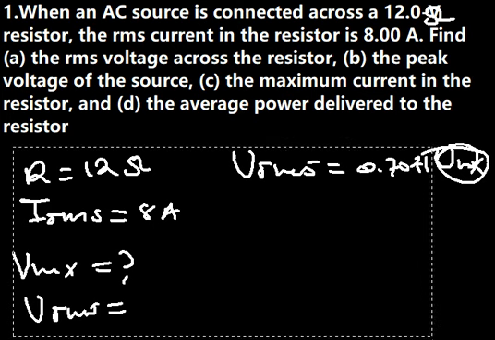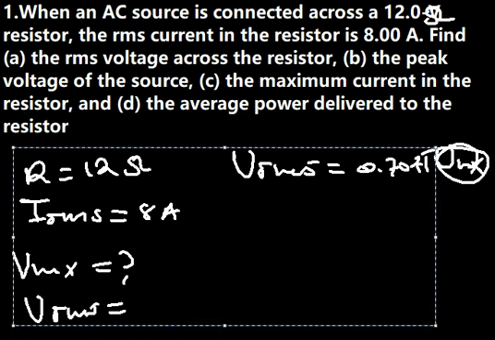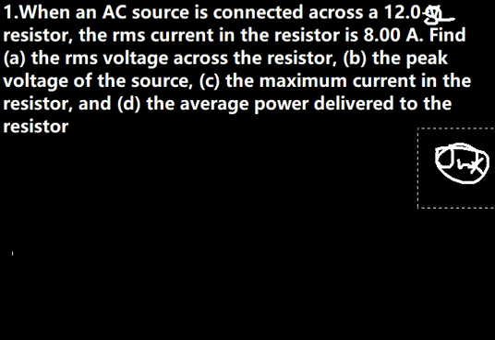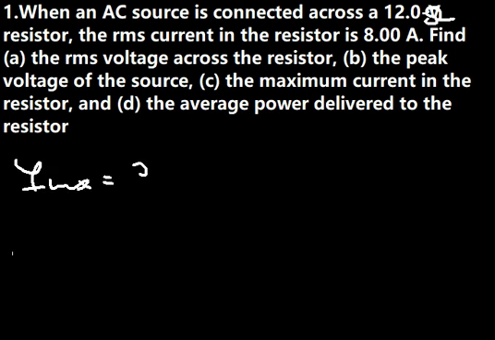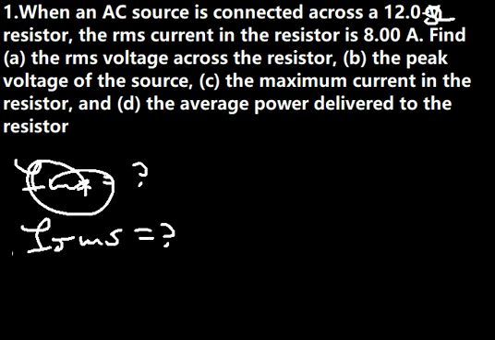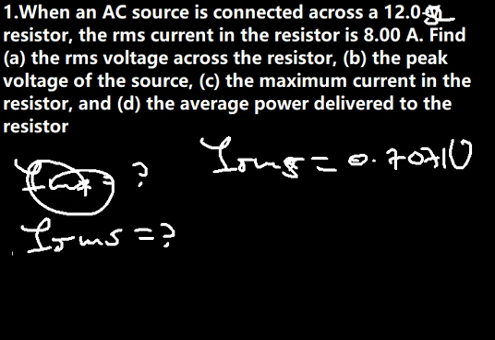And how about question C? Question C asks, what is the maximum current in the resistor? We are looking for the maximum current, Imax. Since we have the root mean square current, we can get Imax using the formula that root mean square current is equal to 0.7071 Imax. So you'll be able to have Imax using this formula.